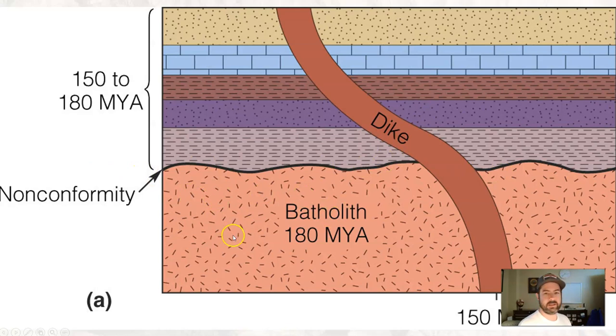So let's say you have an intrusive igneous body like a batholith, which is a large igneous pluton that you can date, or this igneous dike that you can date. If this is 180 million years old, we know the sedimentary rocks have to be at least that old, because if there's a non-conformity here, it's an erosional surface. This was ground down and then sedimentary rocks were deposited on top. And then the dike came through, and these layers had to be there for this dike to cut through. So putting these three things together, the age of the dike, the age of the batholith, and the non-conformity, we can constrain these sedimentary rocks to between 150 and 180 million years old.